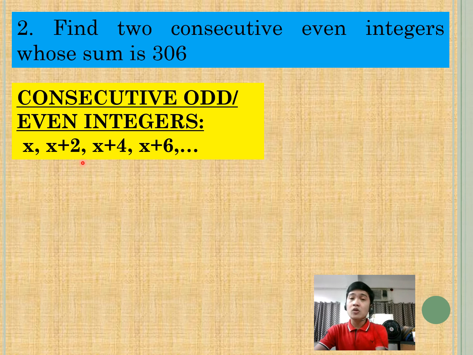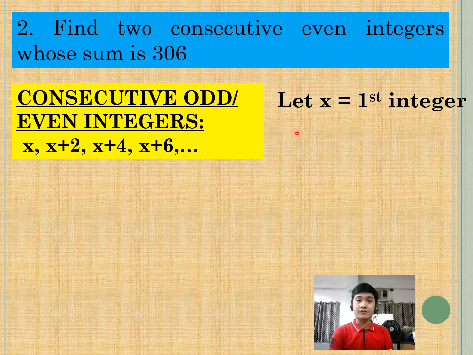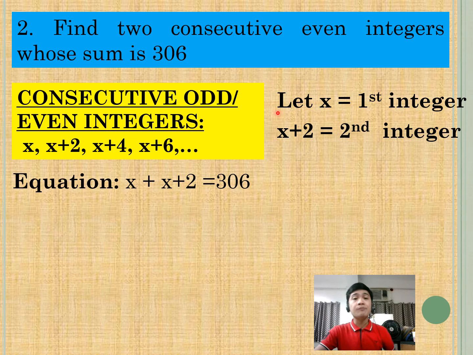In this case, we will let x as our first integer. Okay, that is our first integer. And x plus 2 is our second integer. Okay? Now, the mere fact that it was mentioned in the problem that the sum of these two consecutive even integers is 306, our equation now is x plus x plus 2 is equal to 306. Okay? Ngayon, simplifying this equation further, you have 2x plus 2 equals 306. Pinagsama lang natin si x plus x kasi like terms sila.